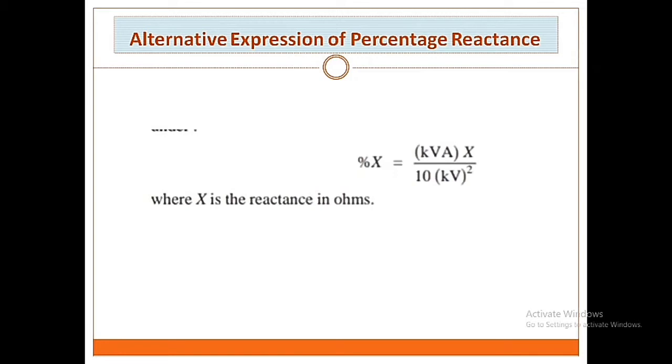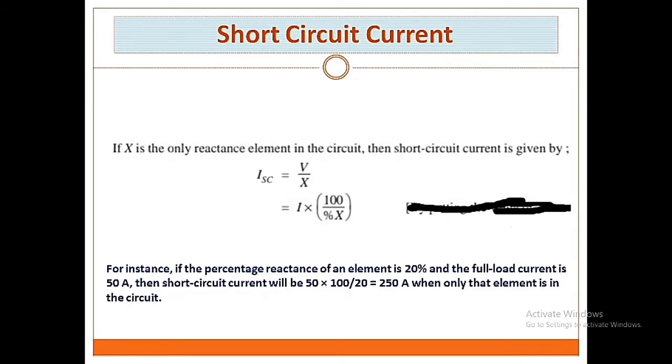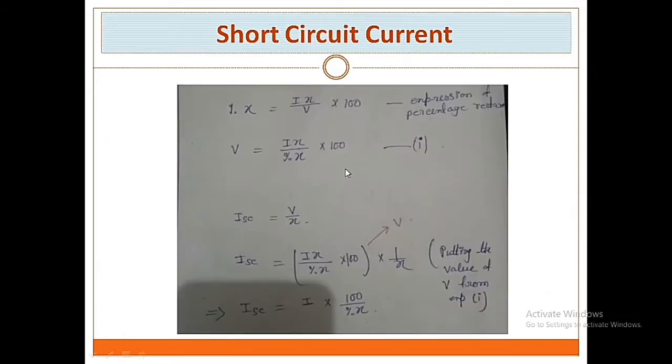Okay. Next is the short circuit current. If X is the only reactance element in the circuit, then the short circuit current is given by ISC equals V by X. ISC is the symbol of short circuit current. Now, putting the value of V, we get this expression. How do we get that expression?